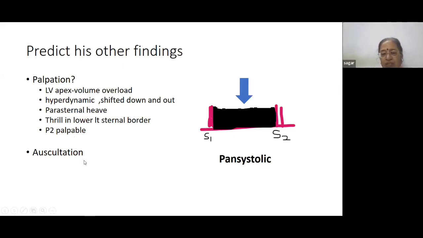What will you get on auscultation? Of course, the most important finding is a pansystolic or holosystolic murmur between S1 and S2. That is the most important finding that you have. In addition, you get a mid-diastolic murmur at the apex, that is because of the flow, and you get an LV S3, and P2 is loud, pulmonary area ESM, this you know.